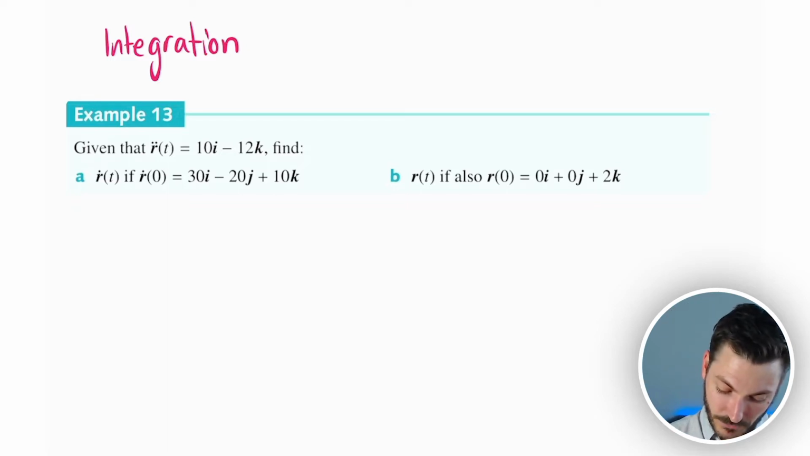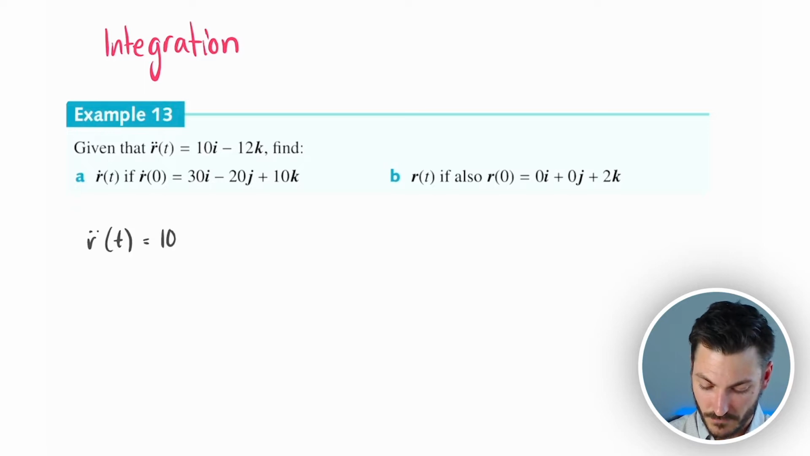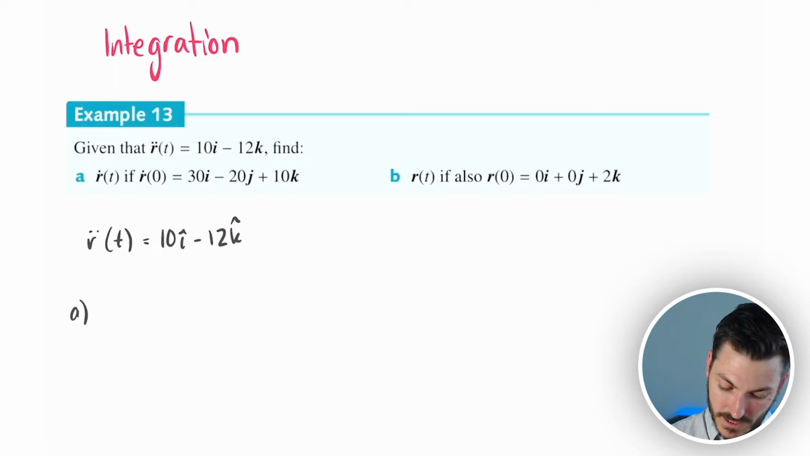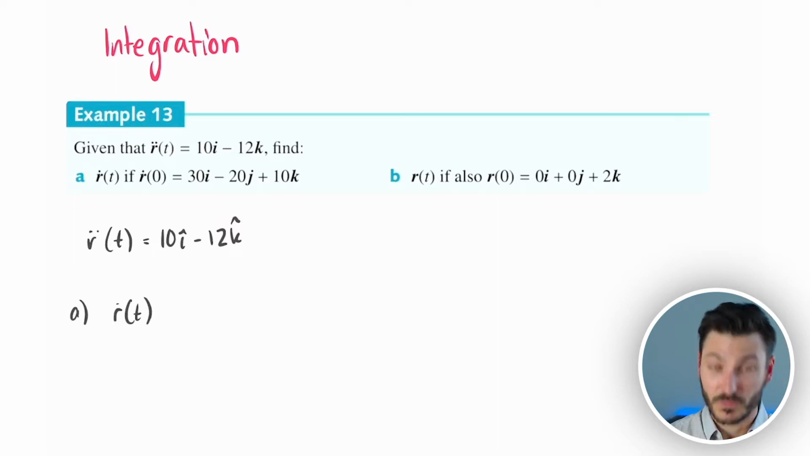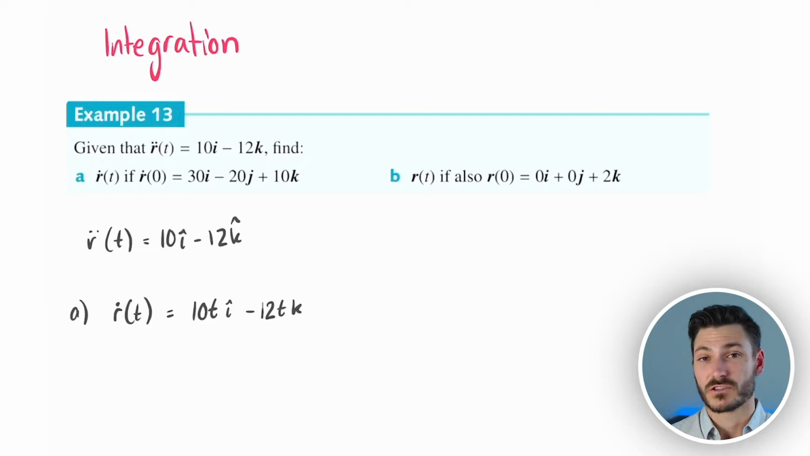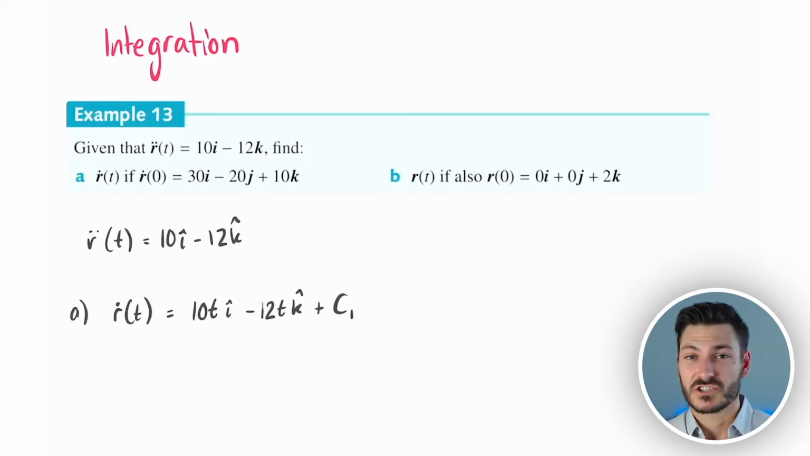So I'm going to write the acceleration vector, just so I have it as a reference point, minus 12k. And then I'm going to find r dot of t. Integrating with respect to time, it's going to be 10t in the i direction minus 12t in the k direction, plus my constant of integration, number 1. I know there's going to be more because I'm finding position in part B, so I'm just going to use C1, C2, C3. As many constants of integration as you need.